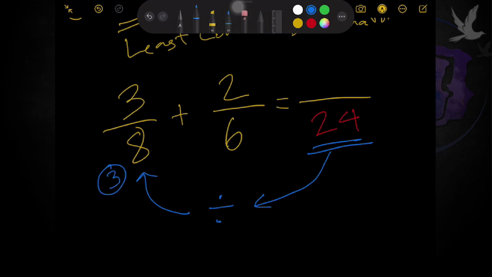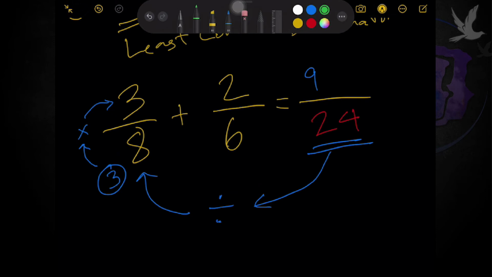What do you do with 3 now, Teacher Mark? Next step is to take your answer and multiply it with the numerator, which in this case is 3. 3 times 3 will give you 9. Okay, next tayo.